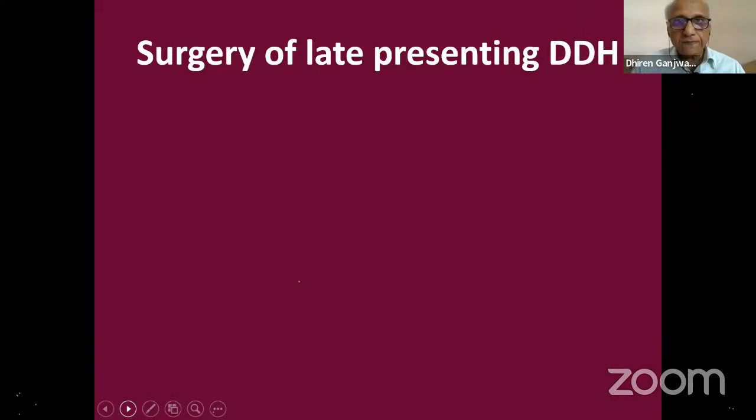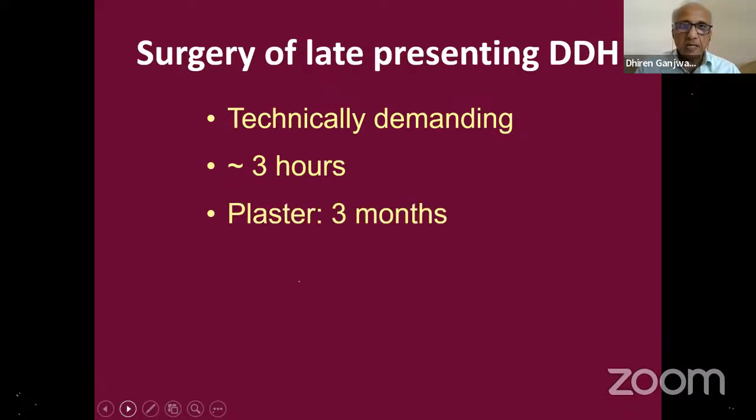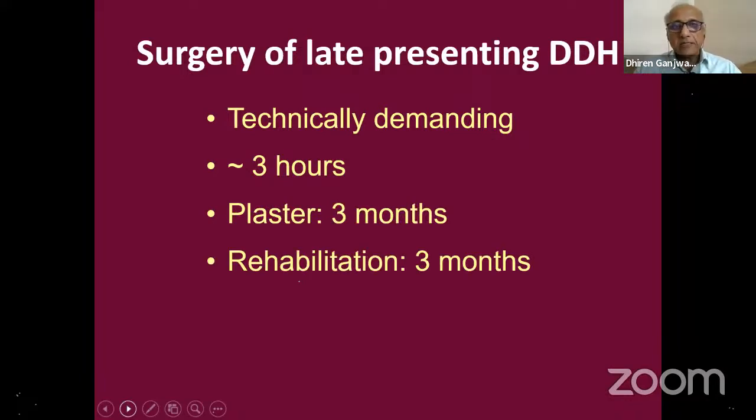Now, surgery for such late presenting cases, I was talking to Dr. Neeraj that it is very common in their part, and I'm sure that everywhere this is very common in India. So this is technically demanding. Usually the surgical time is 3 hours. The child requires plaster for 3 months. And after that, it requires a good rehabilitation.